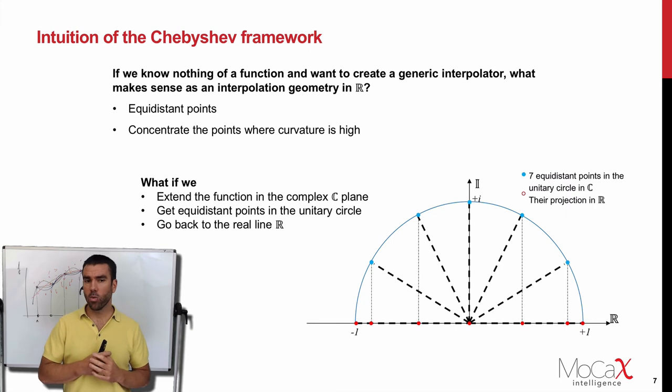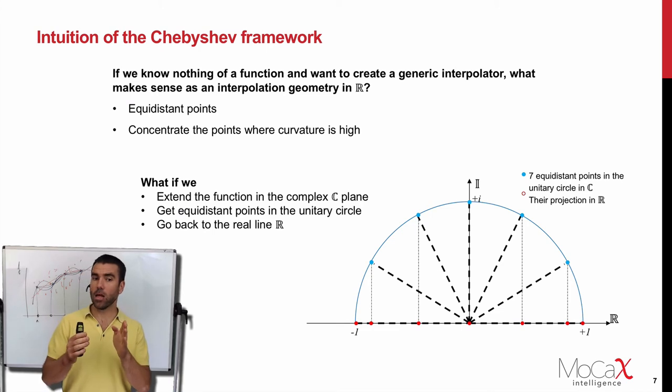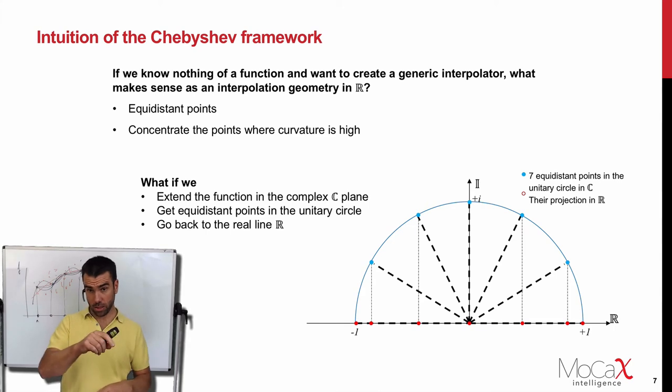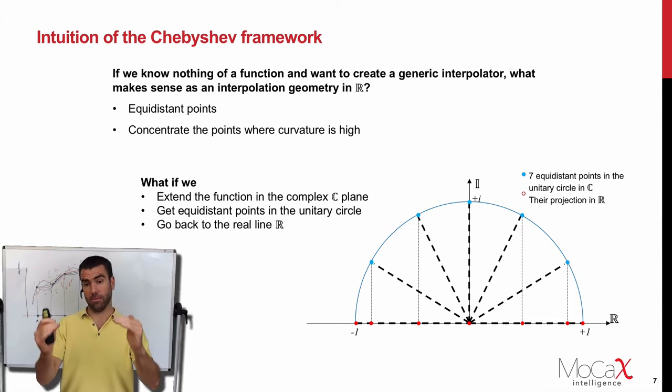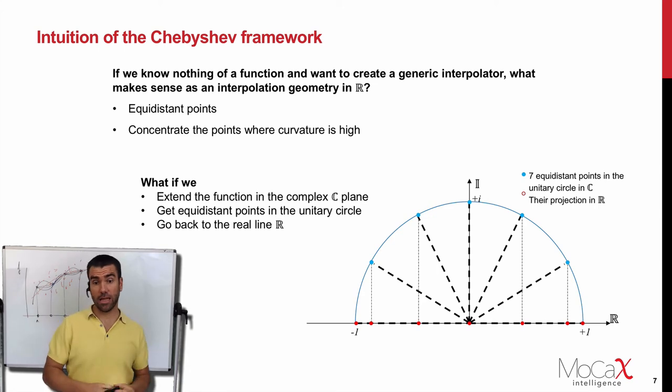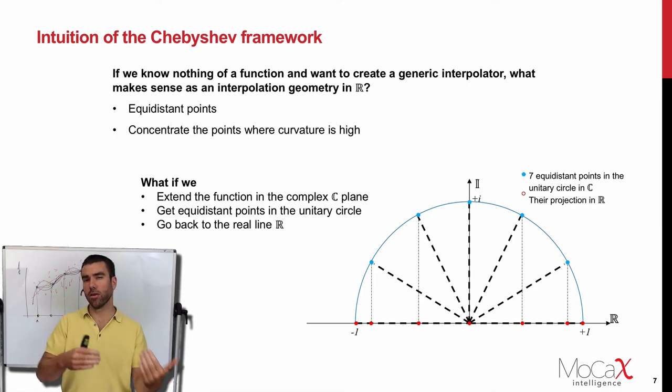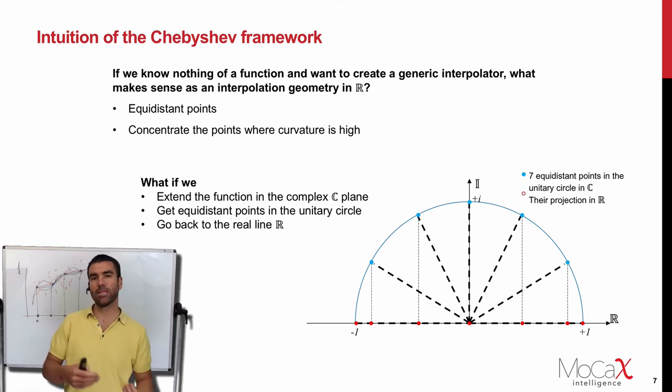However, what happens if we extend the function in the complex plane, and then we get equidistant points in the unitary circle, as you can see on the screen, and then we project them to the real line, so that we get to the red dots that you see in the plot on the screen? Those red dots are the so-called Chebyshev points. And it so happens that when we interpolate in the correct way, using that and using the Chebyshev spectral decomposition framework, we are going to achieve exponential convergence.